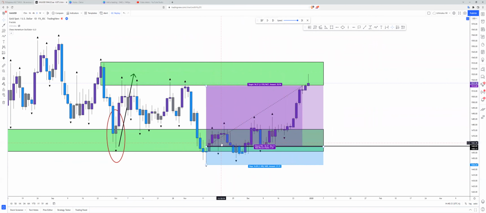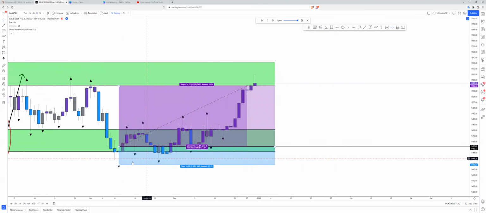All right. So we saw. Yes, and that's since the lower fractals are getting higher here. Is that an indication that the market can go up, or is it just coincidence?